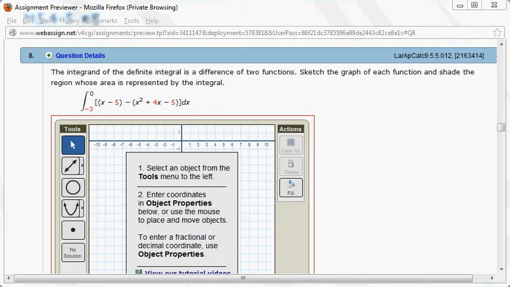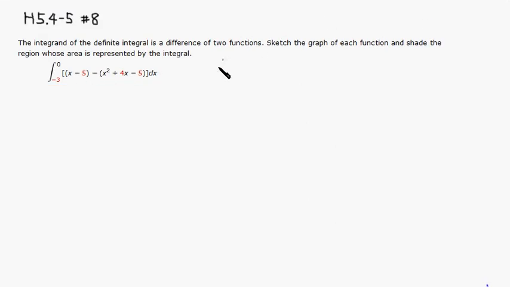Okay, let's look at homework 5.4, 5.5, number 8. We have a definite integral given, which represents the area between two curves, and we need to sketch the graph. Right, so let's do that. We have a top guy and a bottom guy. The first one is always the top, so this is the top guy, and this is the bottom guy.